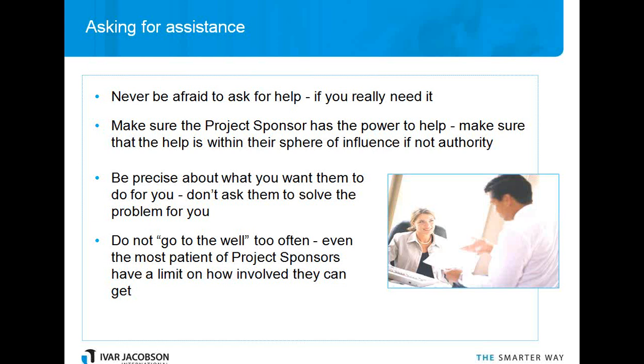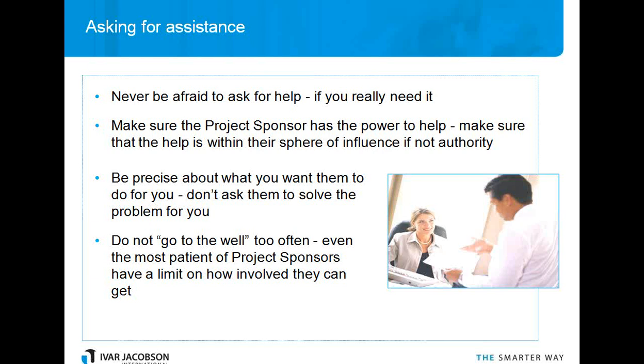So, asking for assistance. A couple of things that I'll say here sound contradictory, so I'll explain them. First of all, never be afraid to ask for help if you really need it. Sometimes only the project sponsor can really resolve some of the issues that you have. The important thing, though, is to make sure that the project sponsor can actually help. In other words, the thing you're asking them to do is within the sphere of their influence, if not their authority. Asking them to solve a technical problem obviously isn't going to be very effective, because they are not capable of solving that. But asking them to solve an organizational problem, to get more resources or to get the cooperation of some other group, is something they can often at least have influence over, if not direct authority.